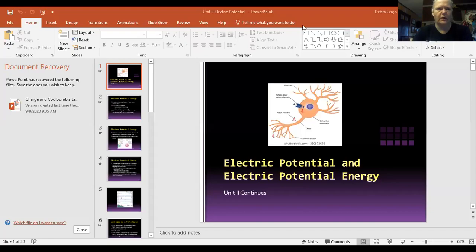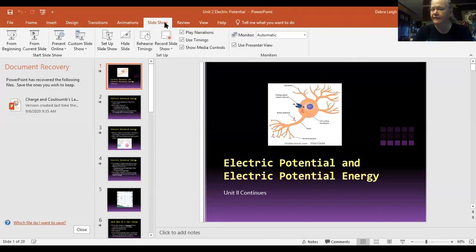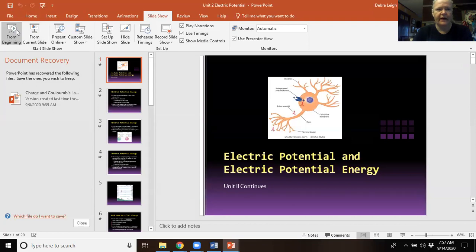Okay, so we're going to go on to the next section of Unit 2 notes here, and that is about the cousins to field and force for electricity, and that is potential and potential energy. Okay, so let's get started here.